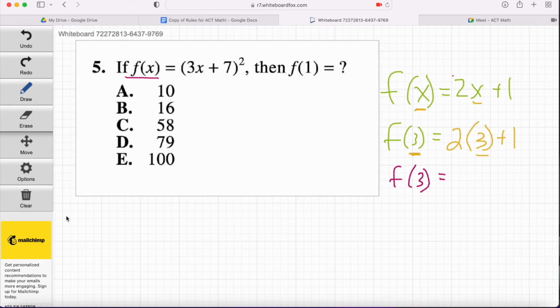What's 2 times 3? 2 times 3. Oh my gosh, I was thinking of f times... Okay, so which would be 6 plus 1, which is 7. The 7. Yeah, there you go. f of 3 equals 7. Does that make some sense?